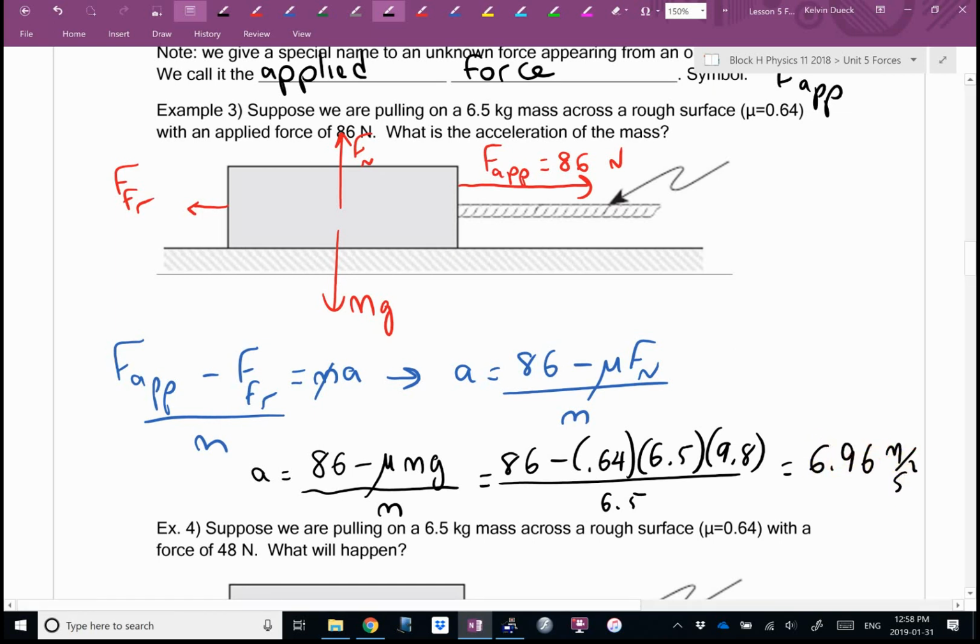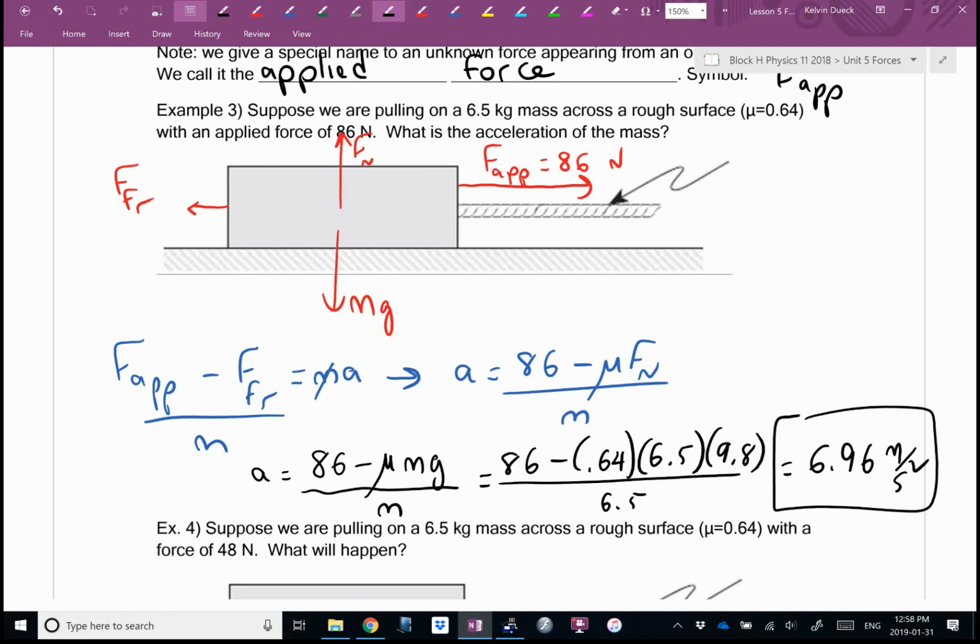And it's an acceleration, meters per second squared. Now, there's another possibility. We could have got exactly 0 as an answer. What would that mean? It's moving at a constant speed. It's a tie like the last question.